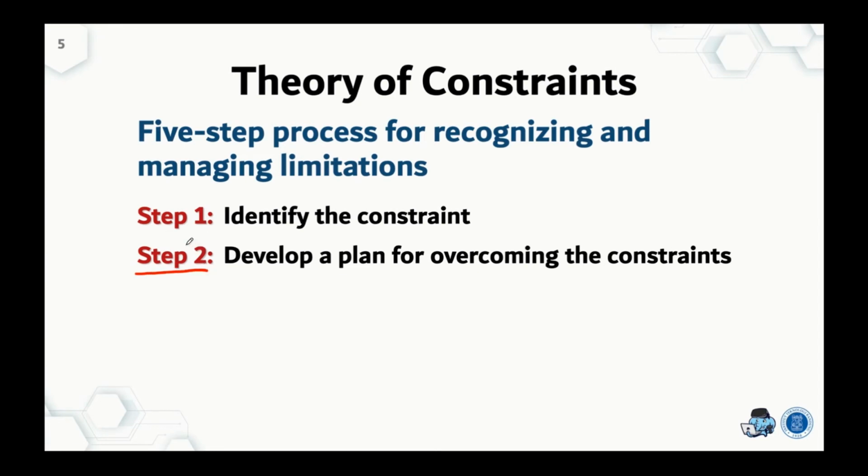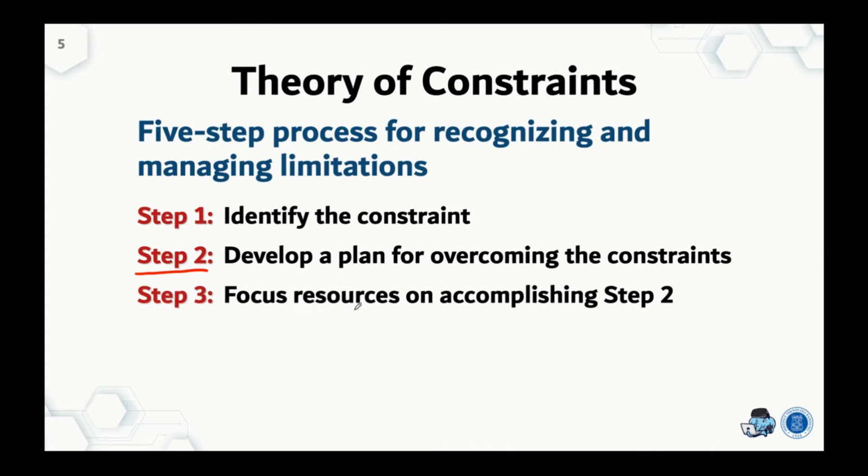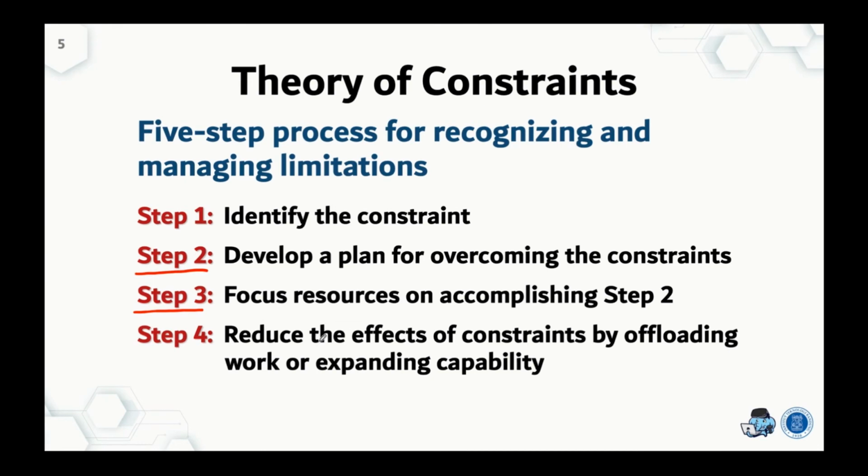So step 2 is developing the plan, and step 3 is focusing all the resources on accomplishing step number 2. In this case, all our resources, the human resources, the material, the information, we have to closely keep an eye on the units, on the machine that is the bottleneck or constraint. So step number 3 is focusing all our resources to accomplish the plan that overcomes the constraint. And number 4, we can reduce the effect of the constraint by offloading the work. So number 4 is reducing the workload at the constraint, or we expand capability, for example, by buying a new machine, adding more resources, adding more employees to handle that machine, and so on. So step number 4 is to reduce the effect of the constraint.